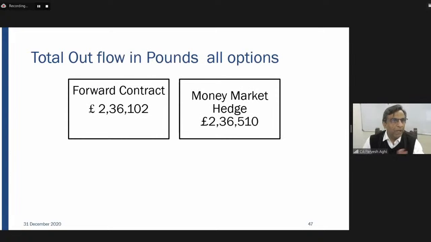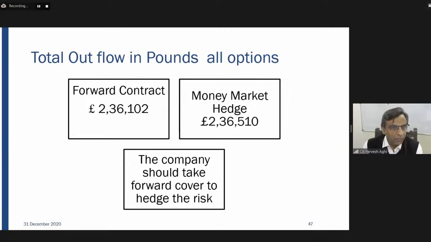So in the case of the money market hedge, his total outflow is 2,36,510. Now you can just compare the two options. In the forward, how much is the outflow? 2,36,102. And in the money market hedge, slightly more, 2,36,510. So which option is better? By some small margin, the forward contract rate is better. So he should take a forward cover to hedge the risk, rather than going for a money market hedge, because that gives him a lower outflow in pounds, which is his home currency.